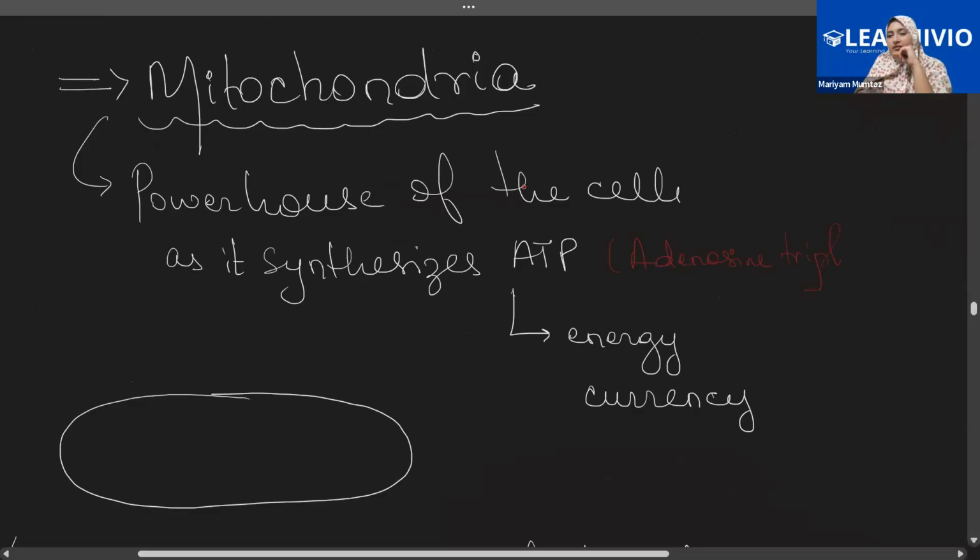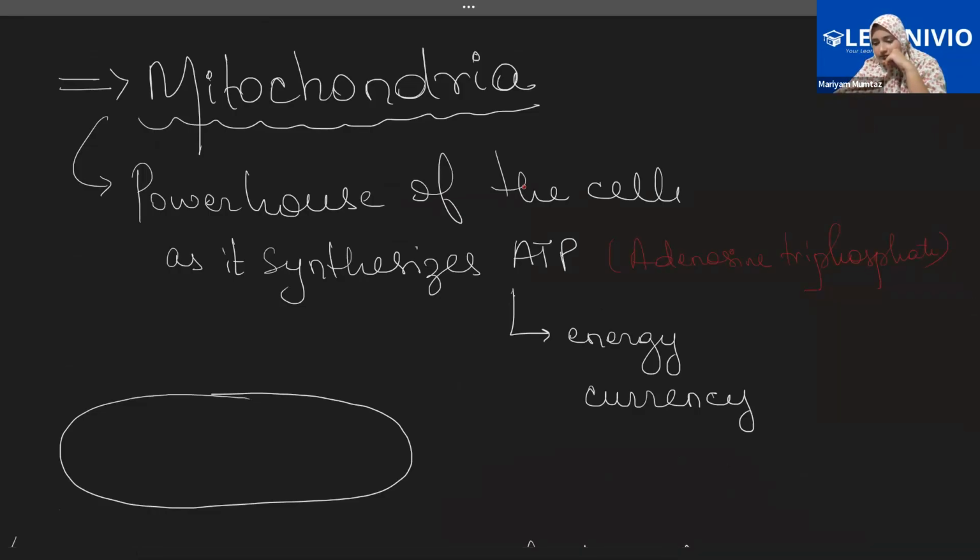Ma'am, I have a doubt. In the prokaryotic cell, it has the plasma membrane or the cell membrane, right? That is the only membrane it has, correct? Apart from that, there are no other membranes, right? So, what is the doubt? This was the doubt. Okay.